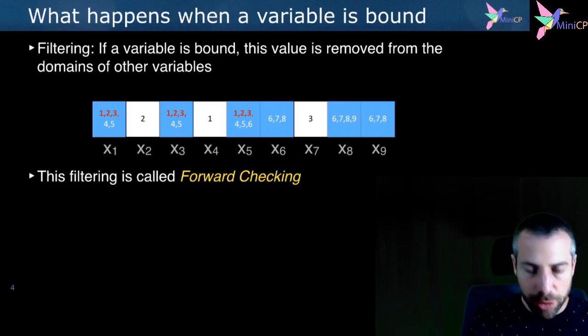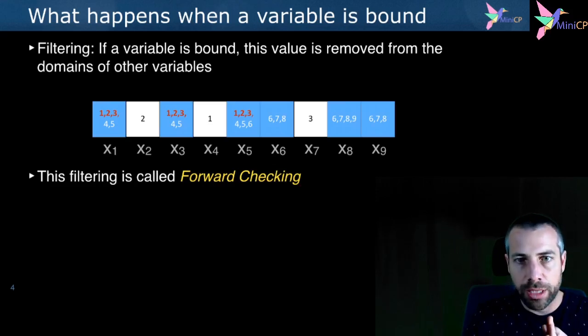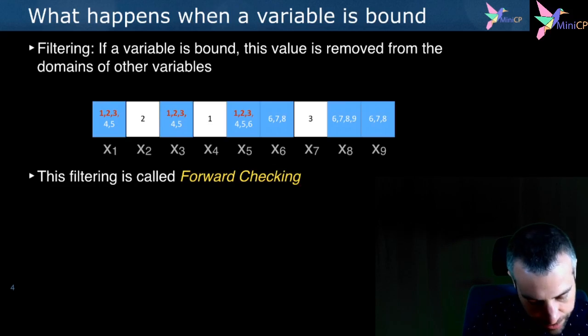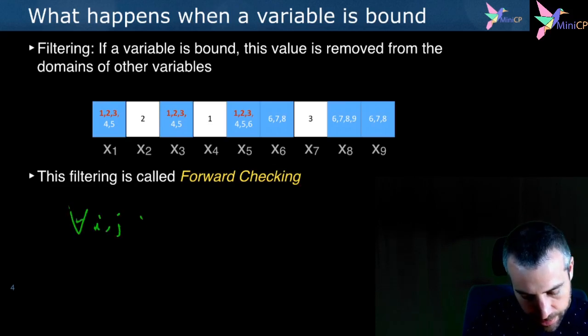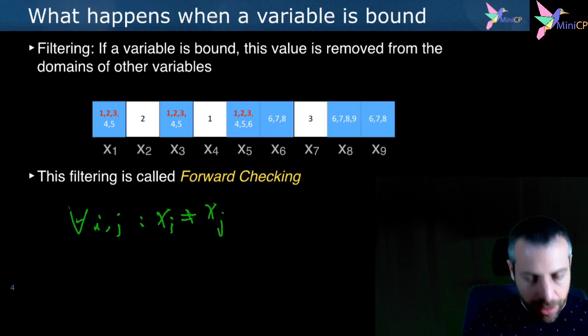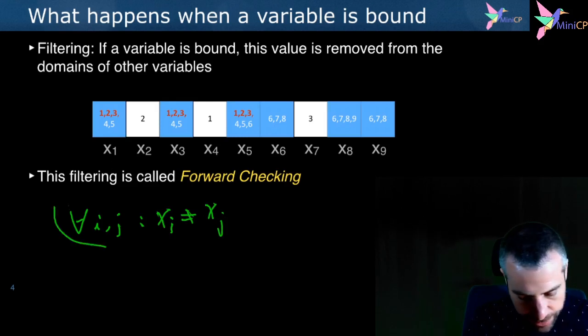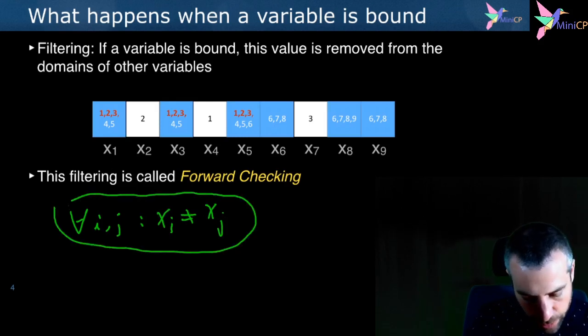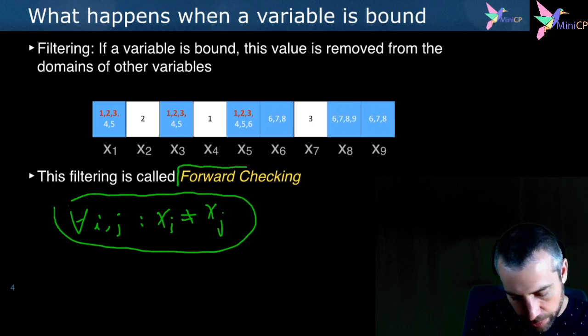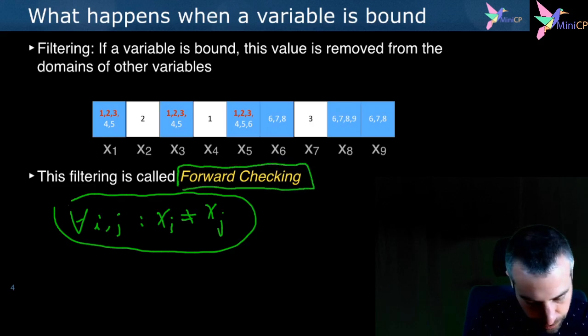Now we come back to the more general situation. So we have an array of n variables, and we have this binary decomposition that for every i, j, we state that xi must be different from xj. Okay? And so this is this situation. And the filtering that you will get with this binary decomposition is the filtering that we call the forward checking filtering for the all different constraints.